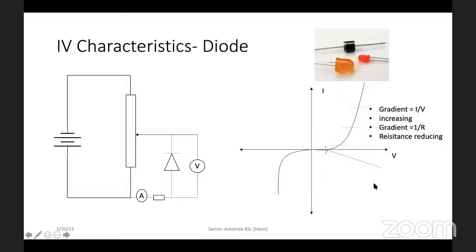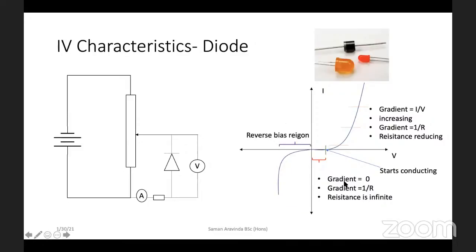Now this particular voltage where it starts conducting is 0.6. It's called the knee voltage. It's like a knee, so we call it the knee voltage. So in this section the gradient is zero. That means the resistance is infinite. But the reverse bias region is quite phenomenal. In the reverse bias region, the current is almost zero.